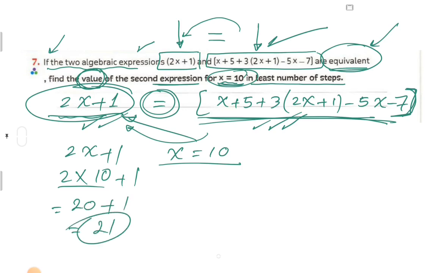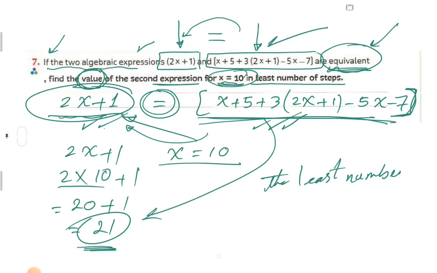Now, I found that the value of this expression equals 21. That means this expression also equals 21 because they are equivalent, and this is the least number of steps. That's right. Okay, I wish you got the idea.